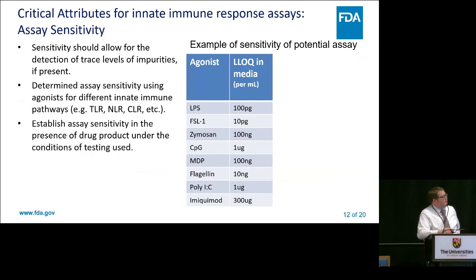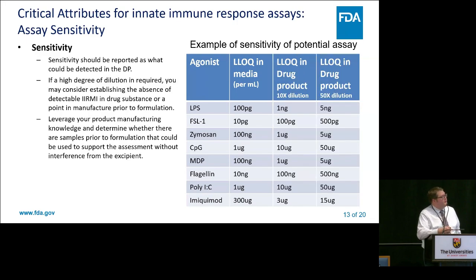So the sensitivity should allow for the detection of trace levels of impurities if present. Determine the assay sensitivity using agonists for the different pathways, and importantly, establish what that sensitivity is in the presence of your drug product. This is an example of what sensitivity may look like spiked in your drug product and media alone.